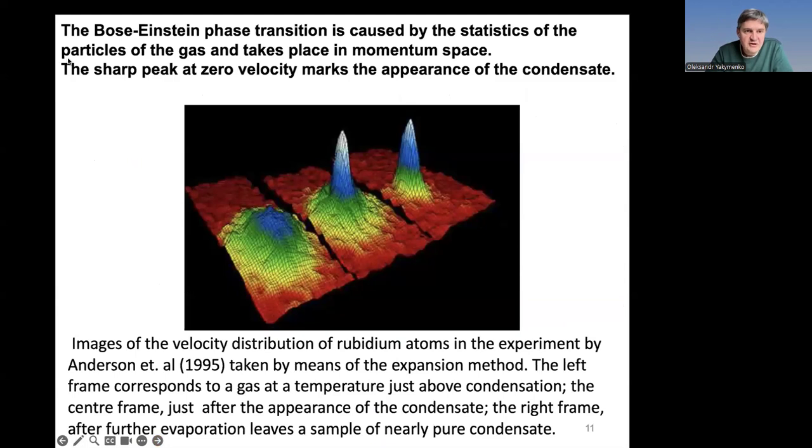Okay, so now I switch to a new era, which started in 1995 when two groups at MIT and NIST experimentally realized the Bose-Einstein condensate of atoms. And this is kind of an iconic picture. What does this picture mean? This is the distribution in momentum space, and the temperature decreases in this direction. At some temperature, you can clearly see the formation of a coherent state.